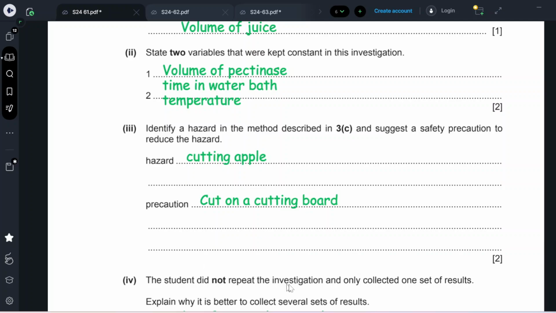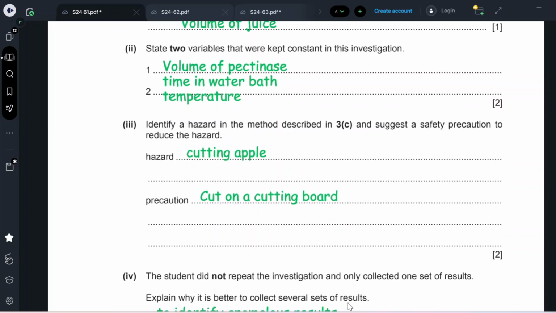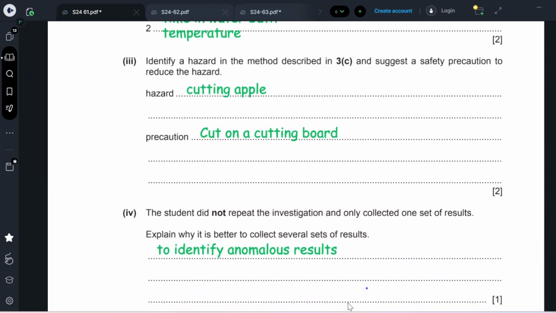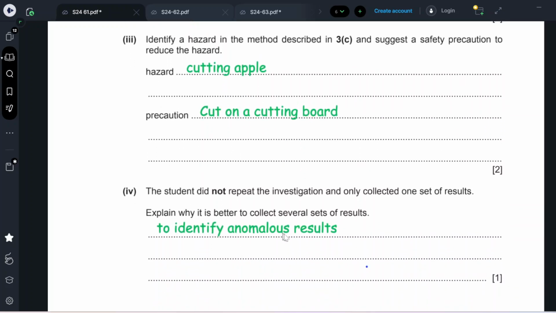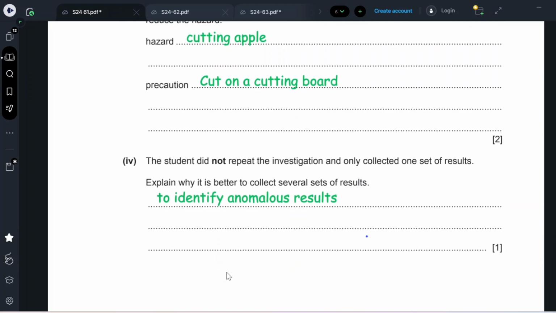The student did not repeat. He only did the experiment one time. Why is it better to collect several sets? It is better to repeat. Why? Every time he asks you about the repeat, we say two things: increase reliability, identify anomalous results. Why do we repeat? To identify anomalous results and increase reliability.